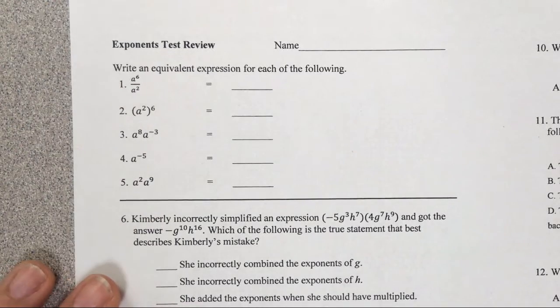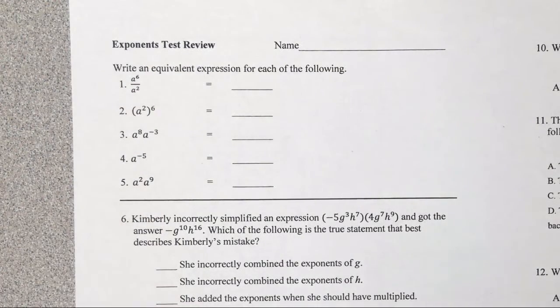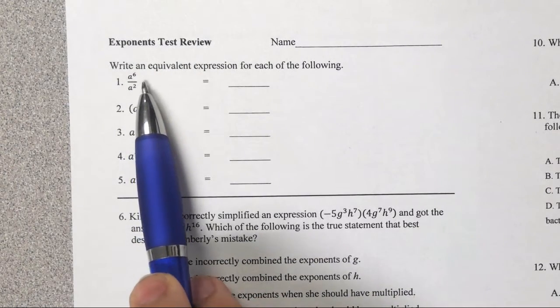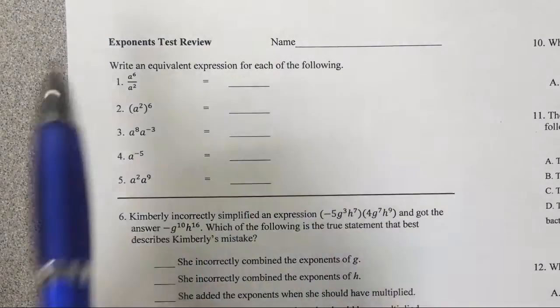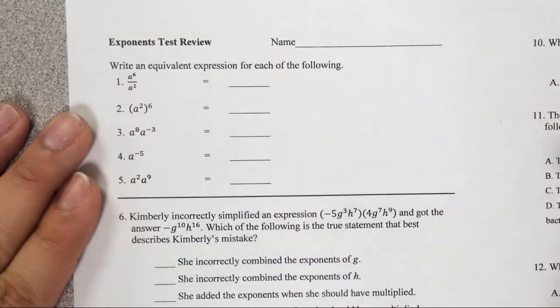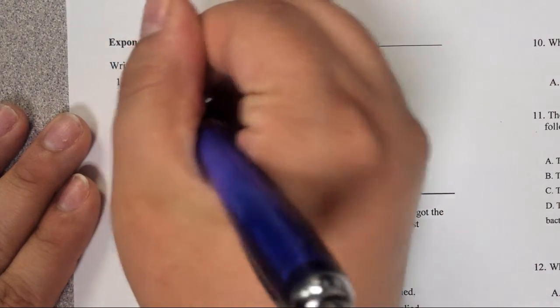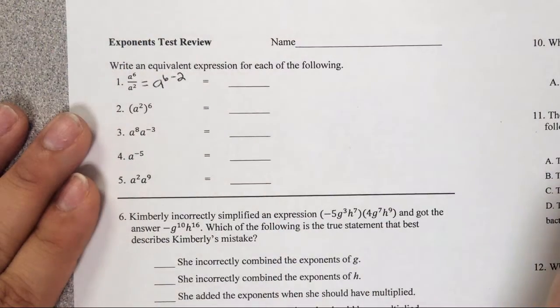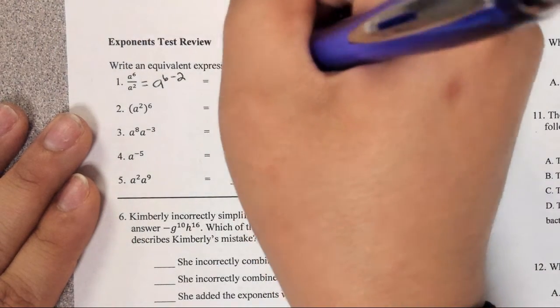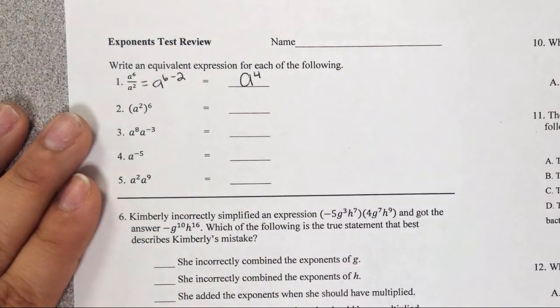Alright, so number 1, it says a to the 6 over a to the 2. What was my little saying I told you? When in doubt, expand it out. So do you really need to expand this, or do you know what to do here? You know what to do. It's dividing, so what should I really do? Subtract them. So I'm going to do 6 minus 2. What's 6 minus 2? 4. A to the 4. And that's my answer.